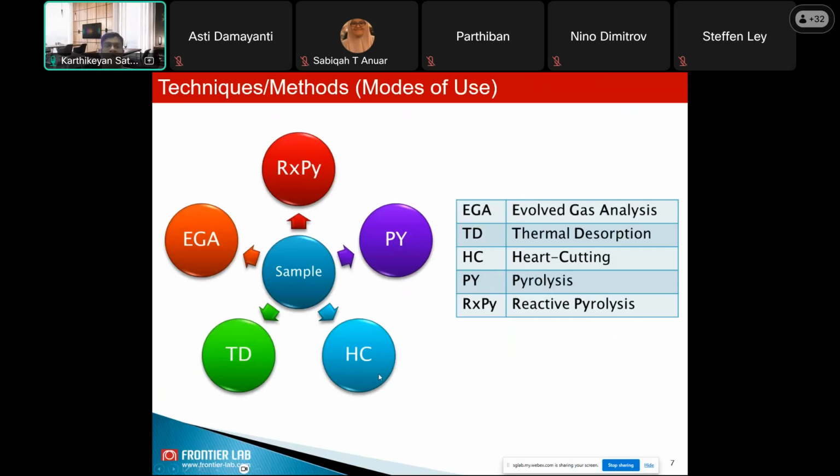And hot cut analysis is something similar to a two-dimensional analysis, where you can transfer the volatiles of different temperature zones, starting from 100 to 800. Then you can collect multiple data from the same sample, capturing every minute piece of information. The fifth one is reactive pyrolysis. In today's session, we will be talking more about the reactive pyrolysis application.